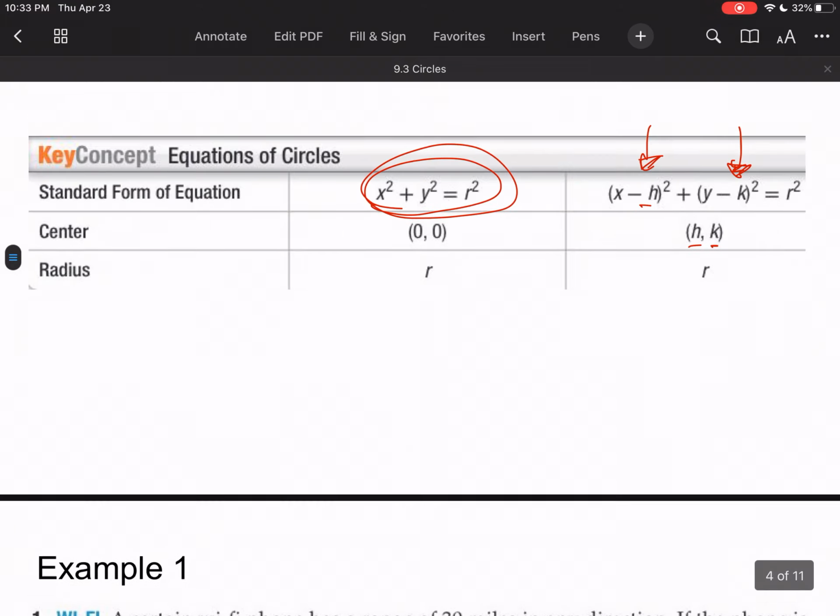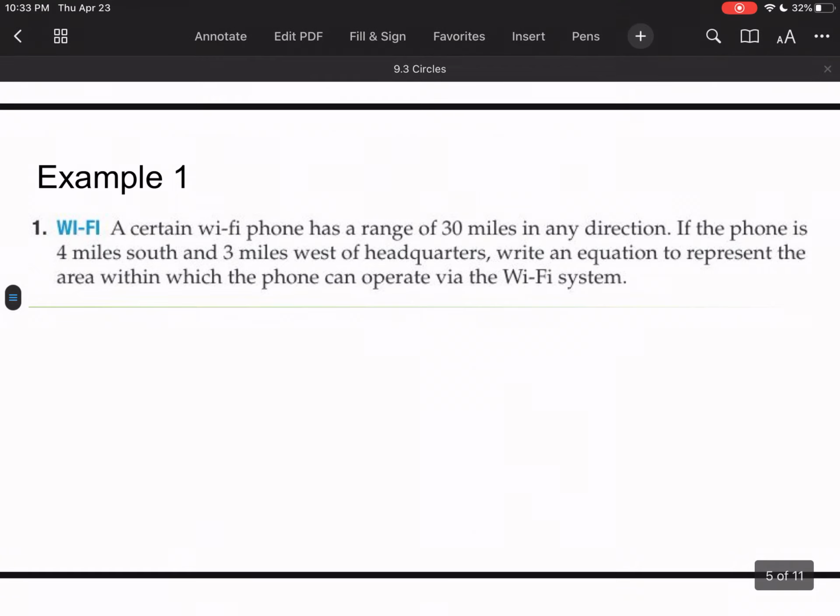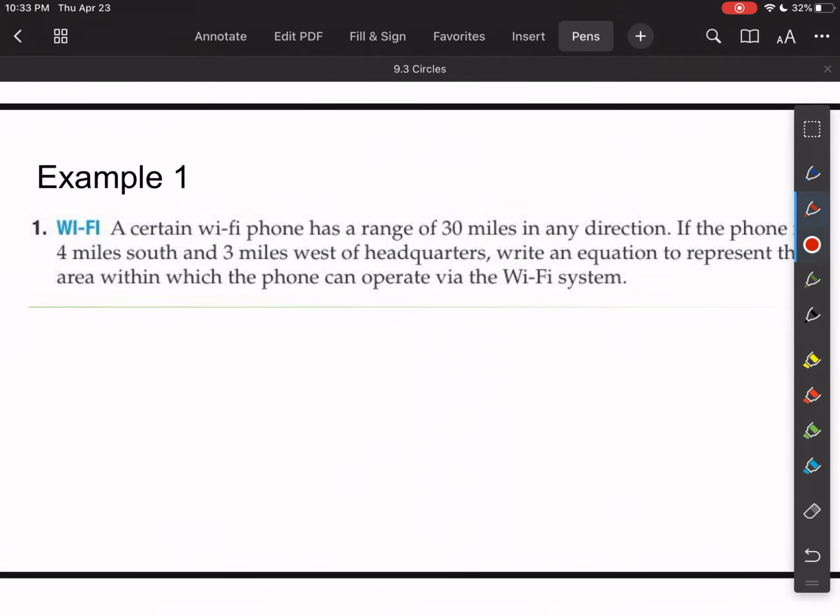So what I would do for this one is I would call headquarters 0, 0. So here's headquarters here. It says if the phone is 4 miles south, 1, 2, 3, 4, I'm going to go south as the downward direction. And then 3 miles west, that would be to my left on the coordinate plane. So I'm going down 4 and 3 west.